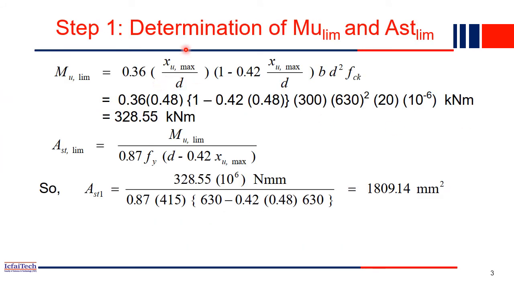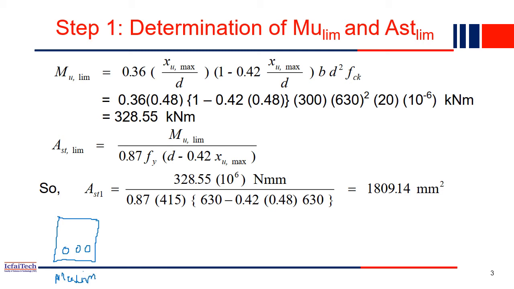Now our step one is the determination of Mu lim and Ast lim. As I mentioned in the earlier classes, a doubly reinforced section can be divided into two parts. Let me draw it here. This is the singly reinforced section which we discussed in earlier classes. The singly reinforced section has a limitation, meaning Mu will be Mu lim.